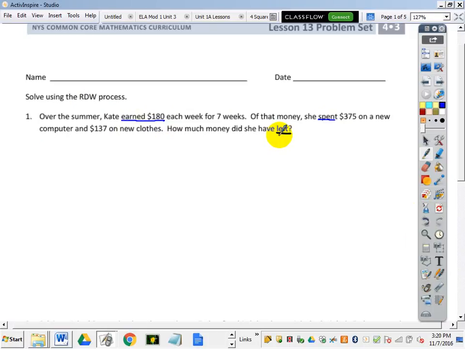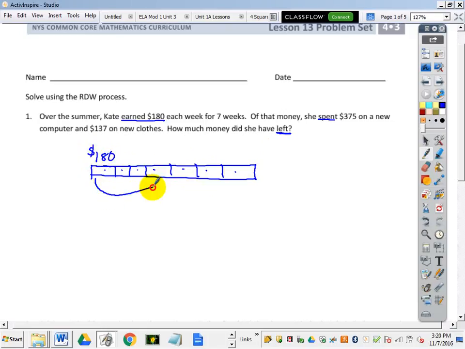Let's check it out. Kate earns $180 each week for 7 weeks. That means 180, 7 times. 1, 2, 3, 4, 5, 6, 7. We know each one of these is $180. And she's going to easily pull in over $700 because that's closer to almost 200. So she's not going to make 1,400, but she's going to make someplace in there, pretty good money.